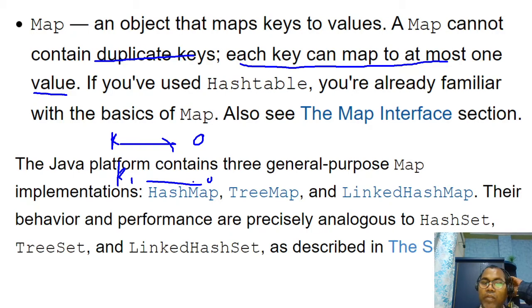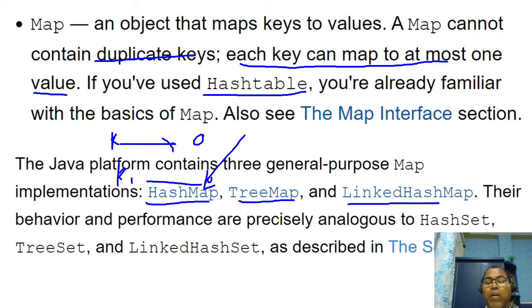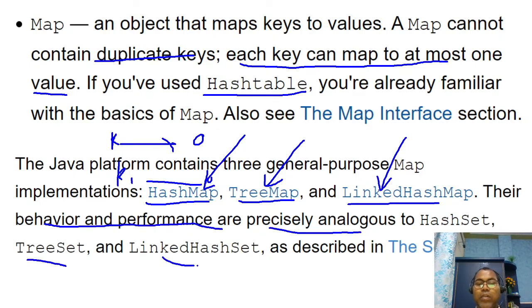We have a lot of implementations also. The basic implementation is the Hashtable. After that we have three general-purpose implementations generally used: HashMap, TreeMap, and LinkedHashMap. HashMap is used for storing objects in the form of key and value. Similarly, with TreeMap you get some ordering. And with LinkedHashMap, if you want to store your collection of key-value objects in a particular order, then you use LinkedHashMap. Internally, HashSet, LinkedHashSet, and TreeSet look like they are implemented on the concept of a map.